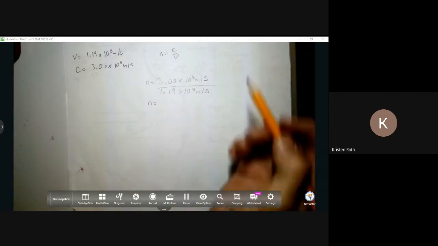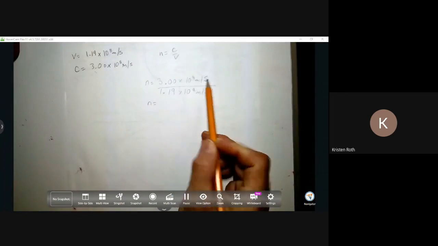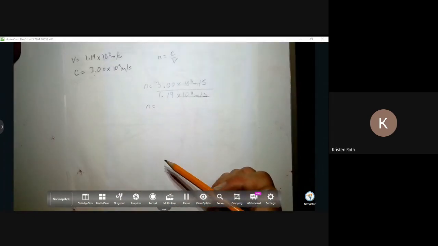And again, just as a little tidbit of an easier way to do it, if you are not comfortable with putting in all of the scientific notation, you can just cross this off here because they are the exact same, right? I know you can't see that very well. I'm sorry. And then all you have to do is do your 3.00 divided by 1.19, and you get 2.52. And just so you know, index of refraction has no units. So that just stays 2.52.